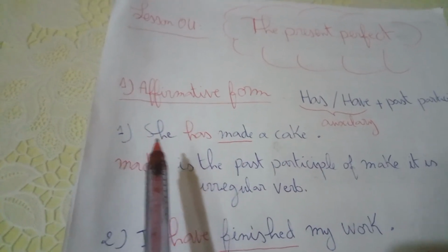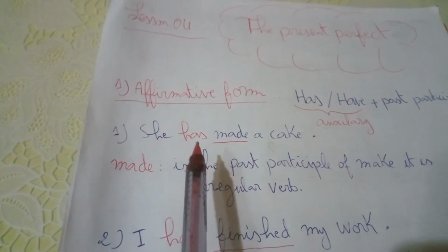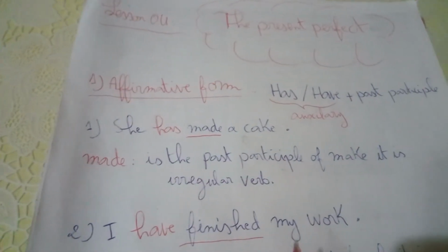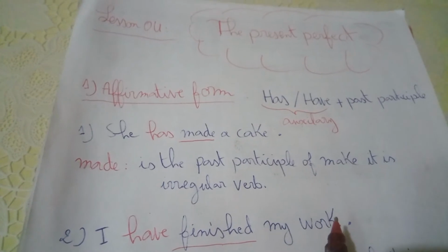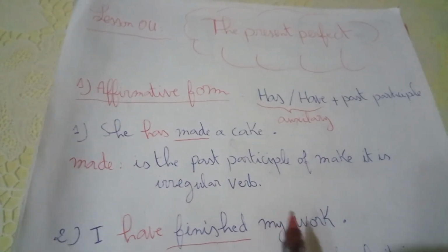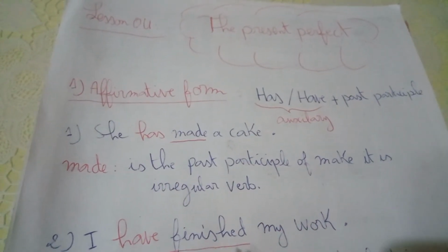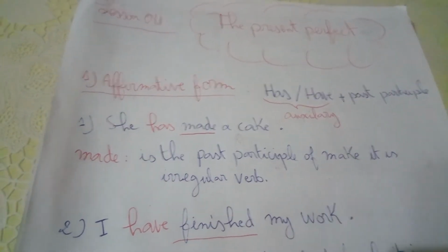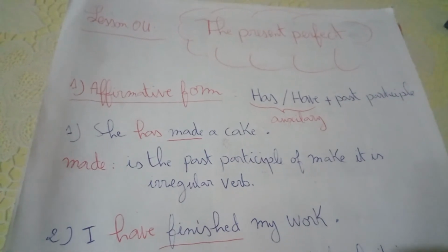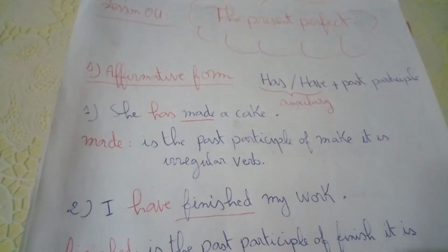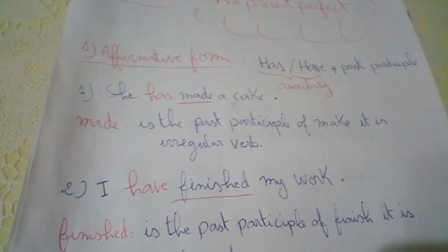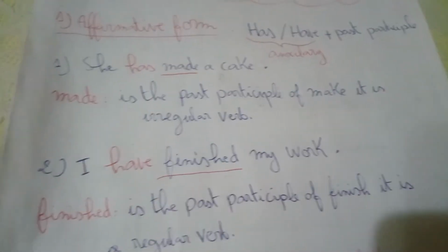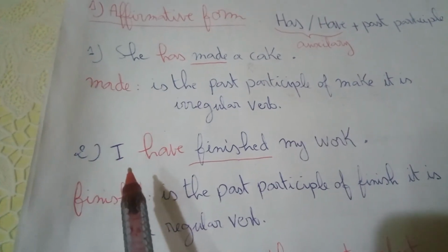So she has made a cake. Here we have she, the subject, and here we have the auxiliary plus the past participle. Made is the past participle of make. It is an irregular verb, because to make, made. Here made is an irregular verb and the verb doesn't change. Okay, after that we will move to the next example.